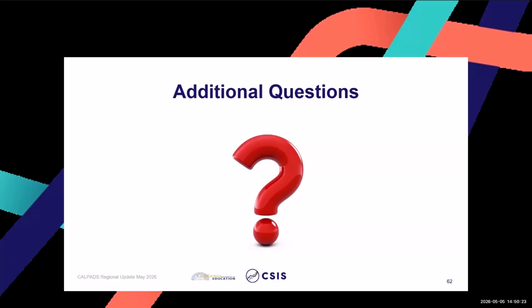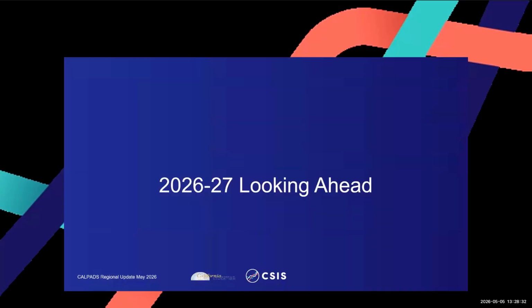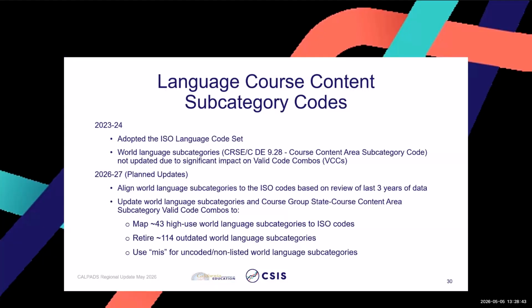All right, that does bring us to the end of the questions in the Q&A box. And with that, the end of the section here. Let's go ahead and move on to the next section, which is looking ahead towards the 26-27 academic year, the real heart of the presentation today. We're going to begin by looking at some language course content subcategory codes. And for that, I'll send it over to Rima.